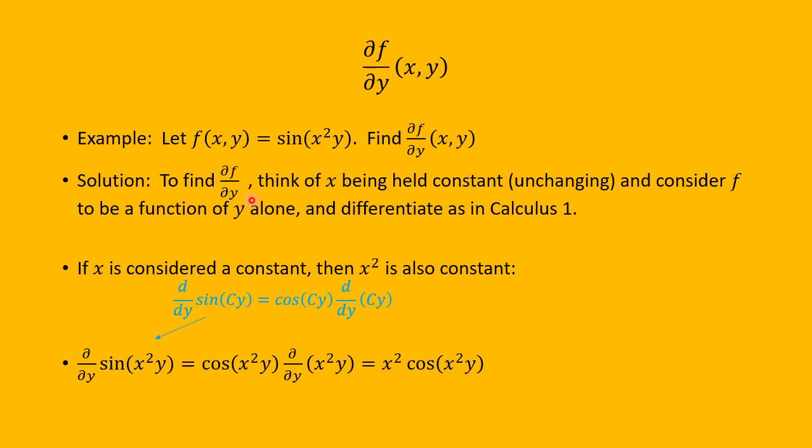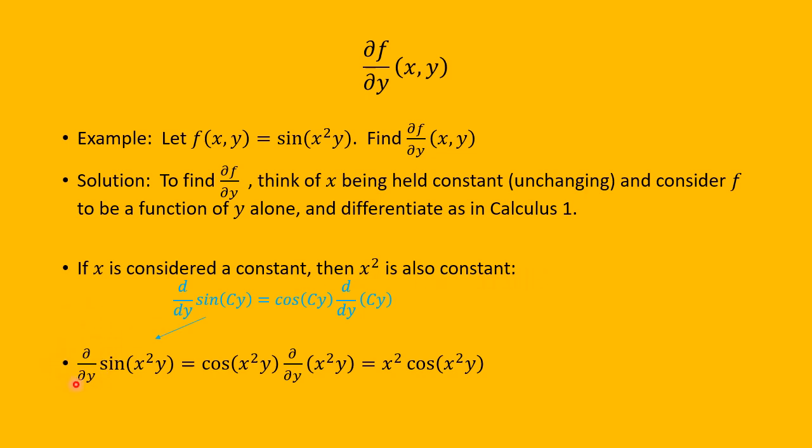So in our solution, to find the partial derivative of f with respect to y, think of x as being held constant and consider f to be a function of y alone, and once again differentiate as you do in Calculus 1. But in this case, since we have x squared y, what do we do with this x squared? Well, if x is considered a constant, then x squared is also a constant. For example, 5 is a constant. 5 squared, which is 25, is also a constant.